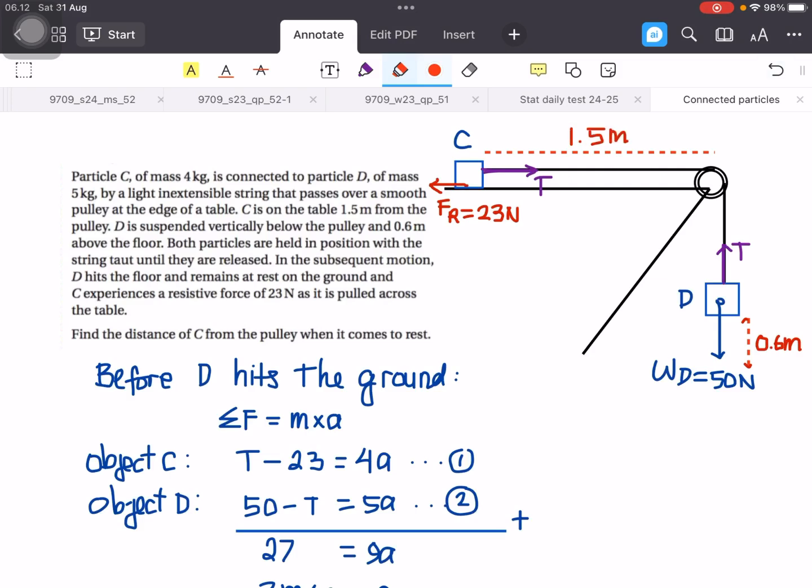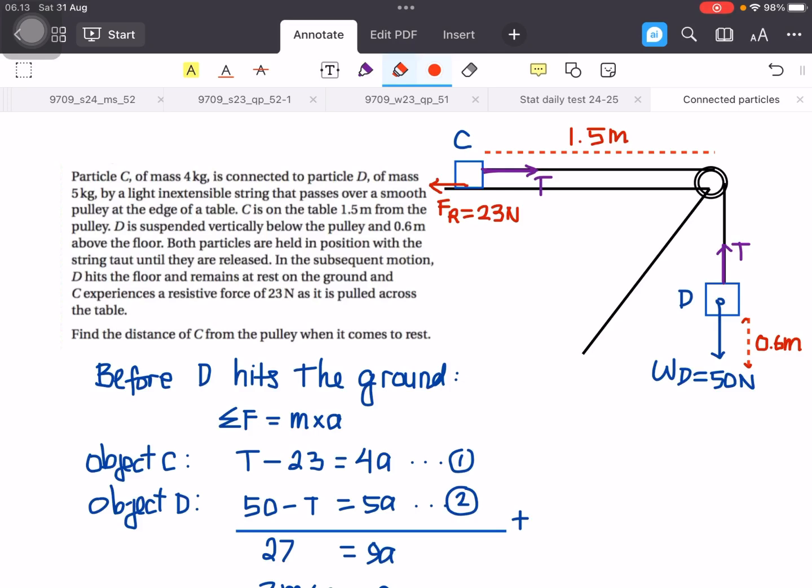On particle D, the weight of particle D is 5 times 10, 50 newtons, and particle D is 0.6 meters above the ground, above the floor. And then there is also tension on the string on particle D.